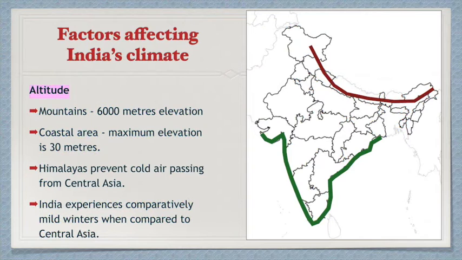Next factor affecting India's climate is altitude. In India, we have the Himalayan mountains with an average elevation of 6,000 meters, whereas we have vast coastal areas also. The altitude of the coastal area is at most only 30 meters. So we have areas ranging from 30 meters altitude to 6,000 meters altitude. This altitude largely affects the climate of India. For example, the Himalayas prevent cold air from passing from Central Asia to India. It is a barrier to cold wind from Central Asia.